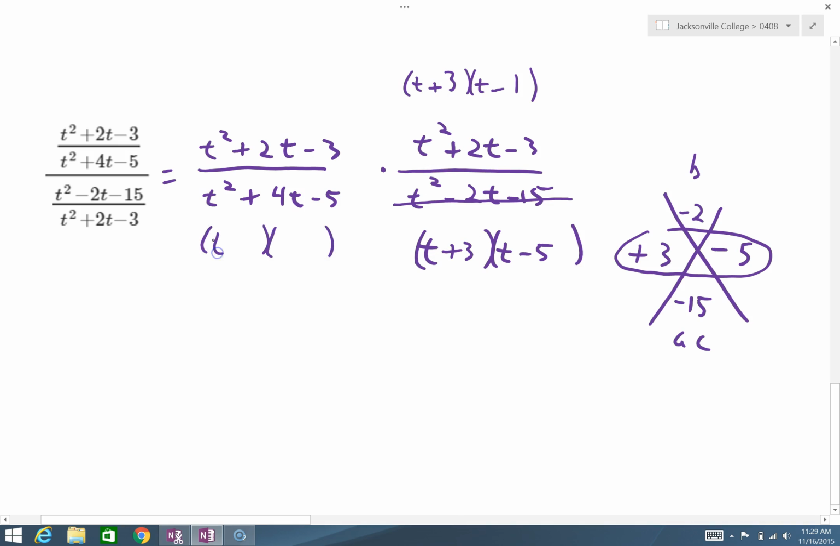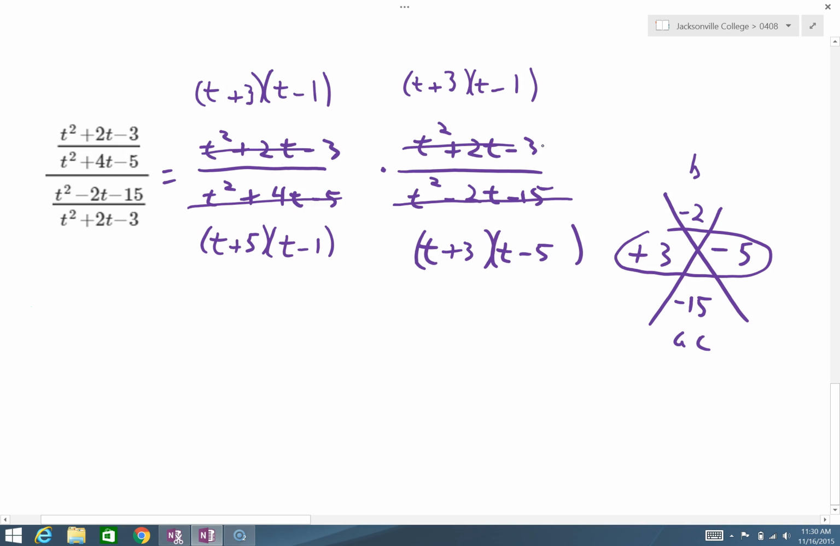Looking at this one, t squared is t times t. A minus, 1 plus, and 1 minus. 5 is going to be 5 times 1, but we need a positive 4, so it'll be a positive 5 and a minus 1. This one, t squared is t times t. A minus, 1 plus, and 1's a minus. 3 is 3 times 1, but we need this positive 2, so it's a positive 3 and a minus 1. T times t is t squared. 3t and negative 1t is a positive 2t. 3 times minus 1 is minus 3.